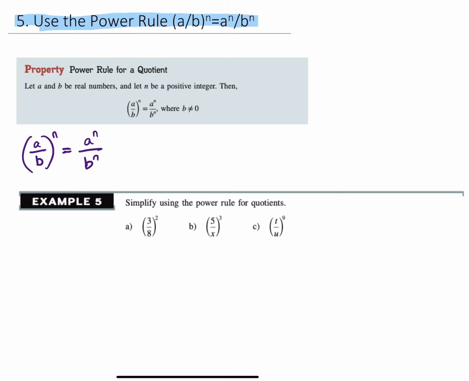And this is a similar argument to the last one. Let's say we have a over b cubed. That's like a over b times a over b times a over b. When you multiply two fractions, just multiply the numerators and the denominators. So we have 3 a's on top and 3 b's on bottom. So the power just separately applies to the numerator and the denominator.